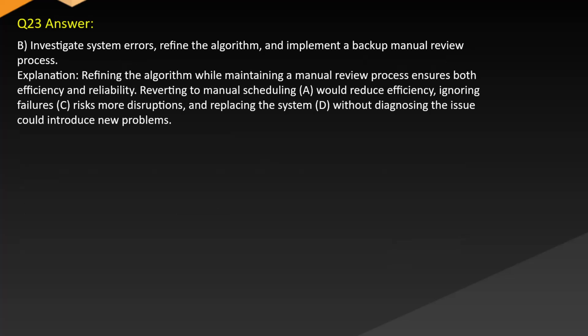Answer: B. Investigate system errors, refine the algorithm, and implement a backup manual review process. Explanation: Refining the algorithm while maintaining a manual review process ensures both efficiency and reliability. Reverting to manual scheduling (A) would reduce efficiency. Ignoring failures (C) risks more disruptions, and replacing the system (D) without diagnosing the issue could introduce new problems.